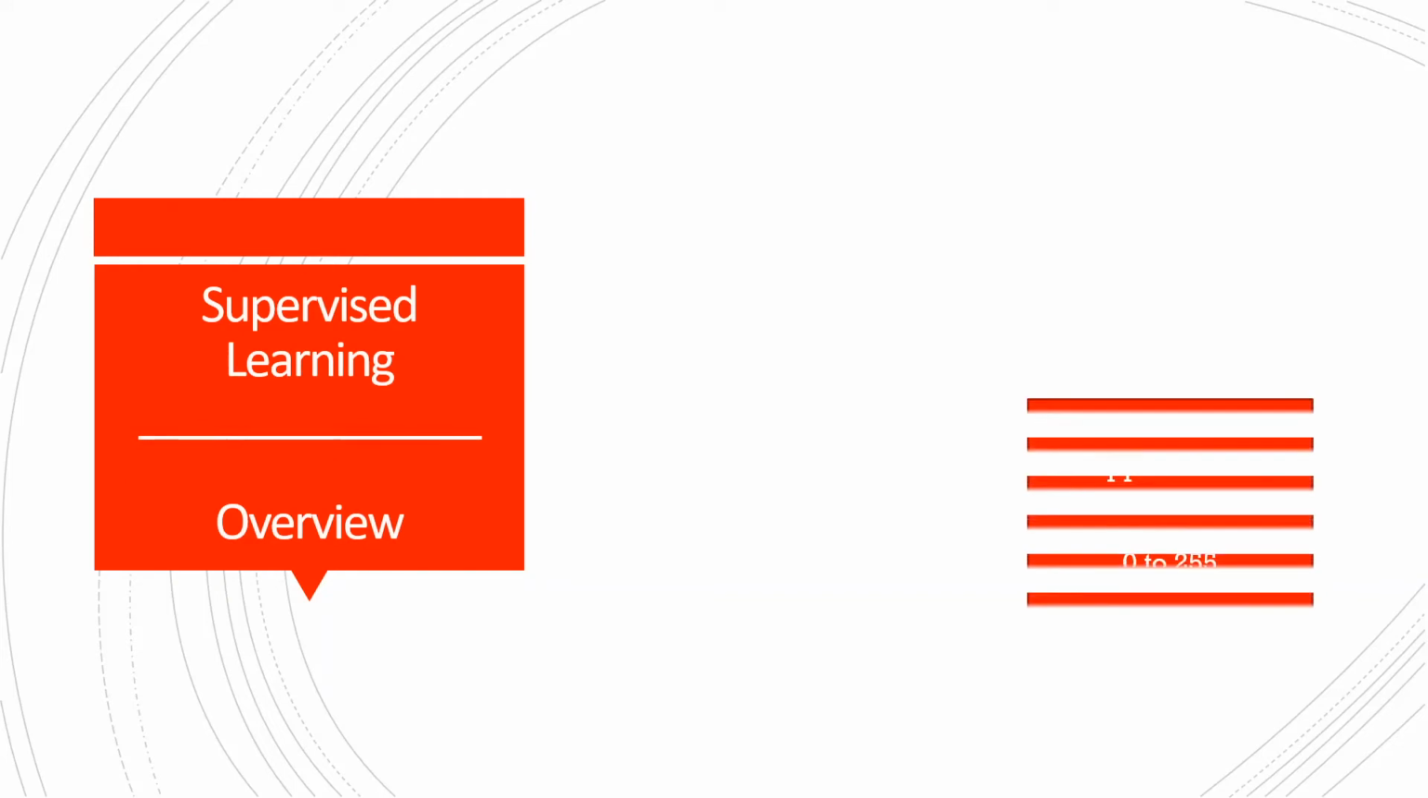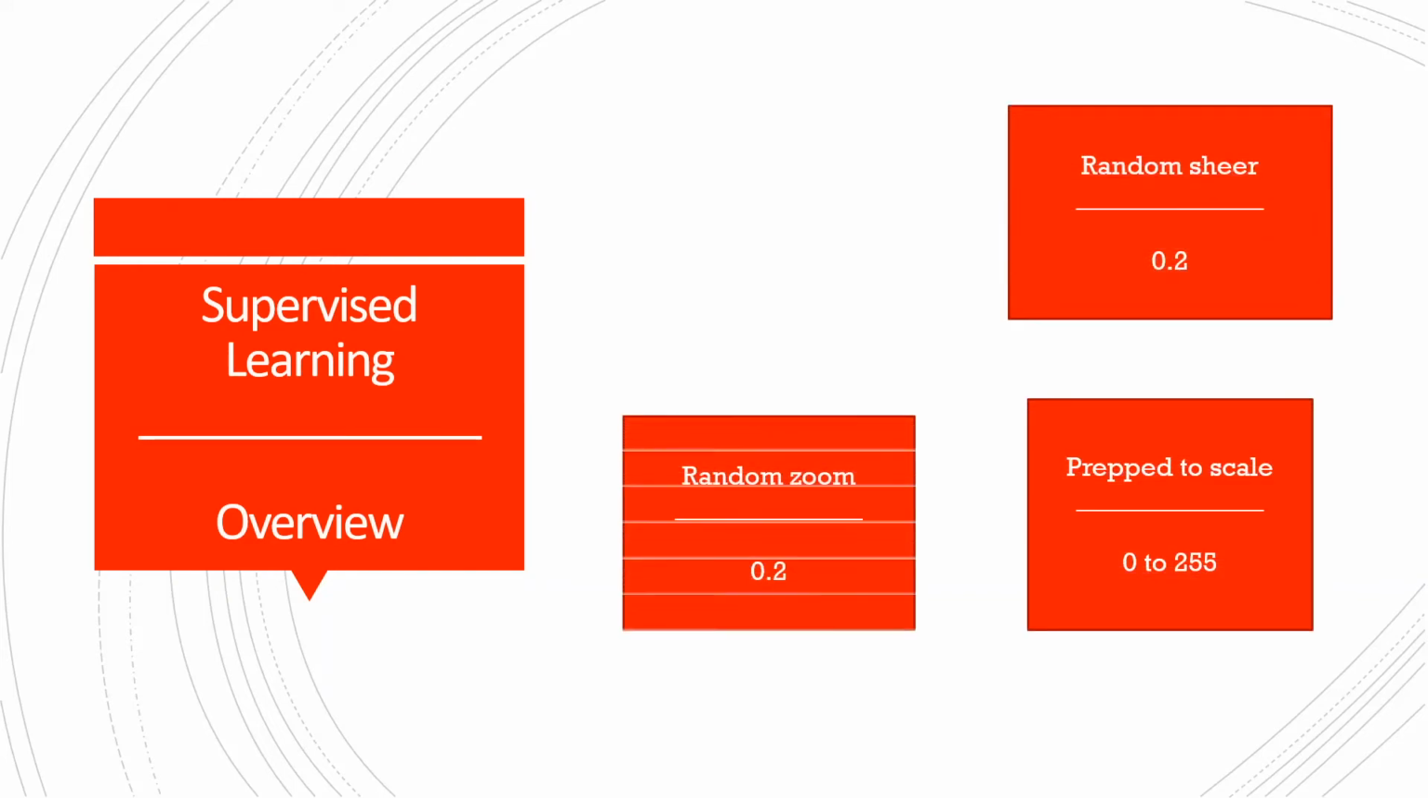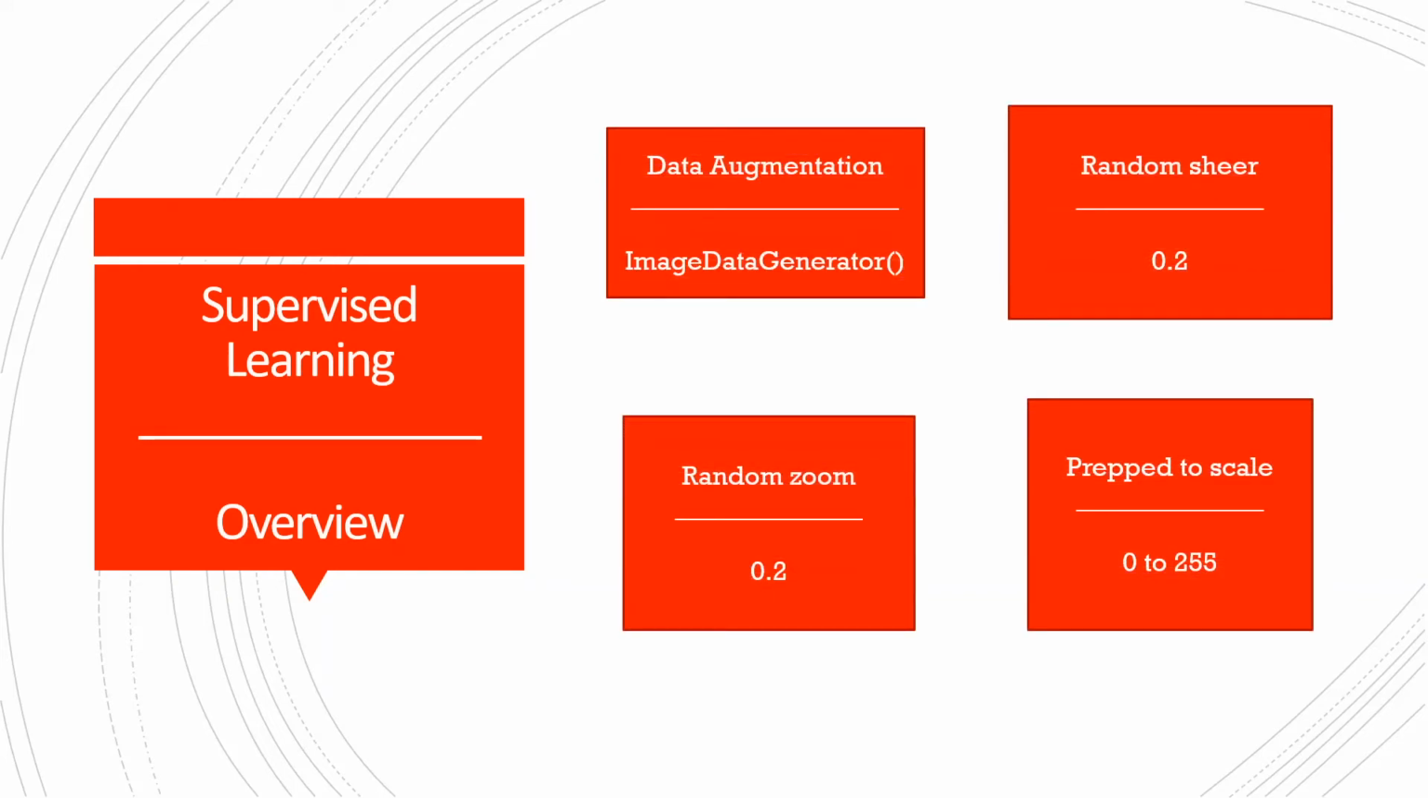For the supervised portion, we decided to use convolutional neural networks in order to predict whether or not someone has COVID. When it came to data cleaning, we had it prepped to scale from 0 to 255, did a random shear of 0.2, and a random zoom of 0.2 in order to avoid some degree of overfitting when it came to training. We used the image data generator class to achieve this.